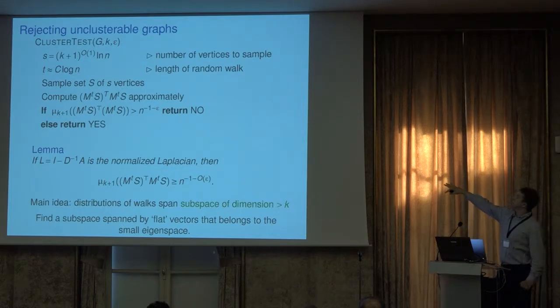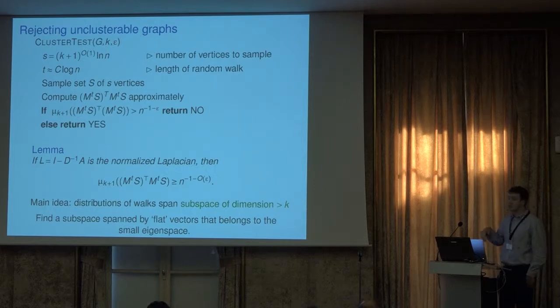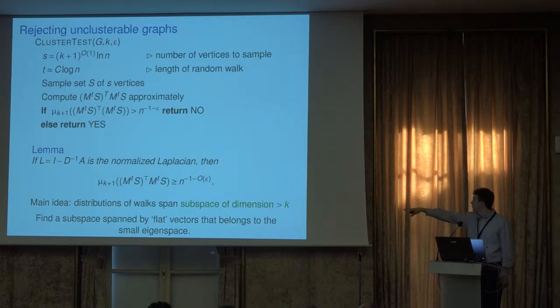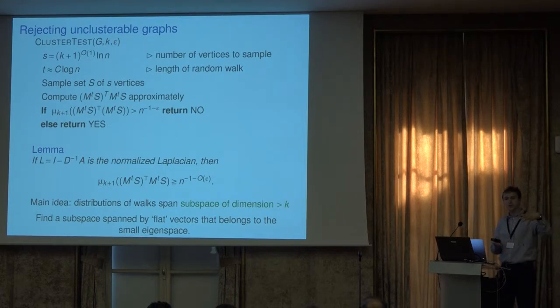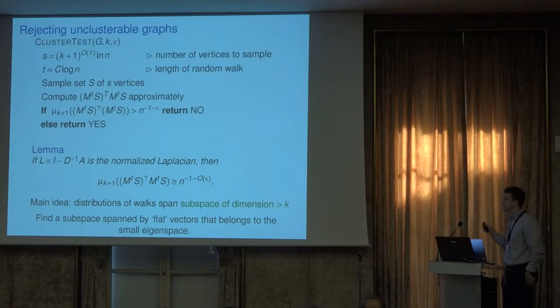The challenging part of the analysis is arguing that our algorithm rejects graphs that are not clusterable, unclusterable graphs. So here what we show is that if the input graph is unclusterable, so it has at least k plus 1 largish disjoint components with small boundaries, then the distributions of t-step random walks span a subspace of dimension strictly bigger than k, in particular k plus 1 and above. To do that, we exhibit a subspace inside the low eigenspace of the normalized Laplacian that only contains fairly flat vectors. And so these vectors are preserved under sampling. So this is the part that only works with high probability over the sampled vertices S.